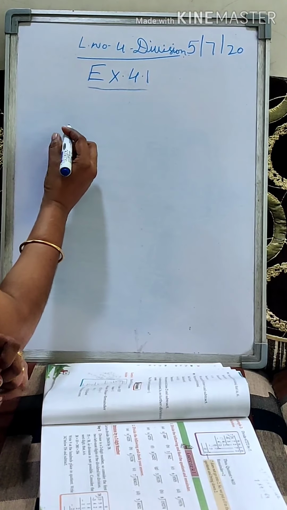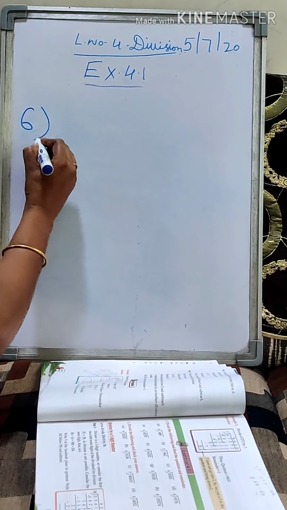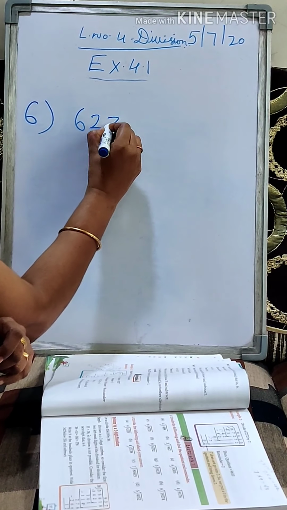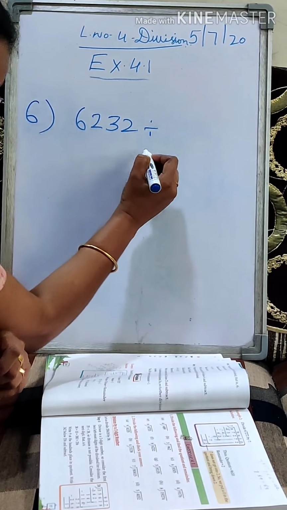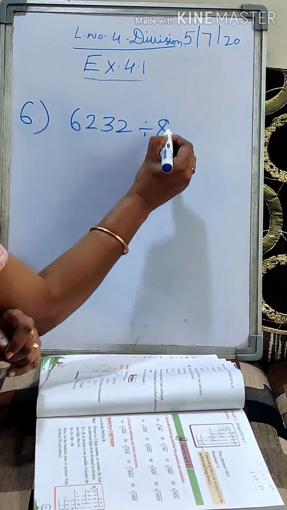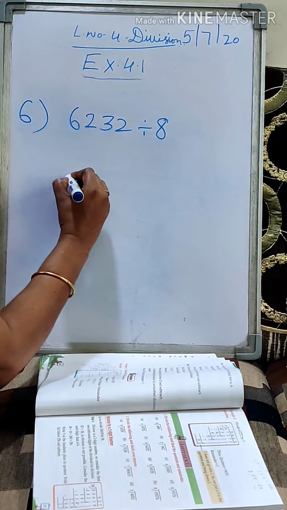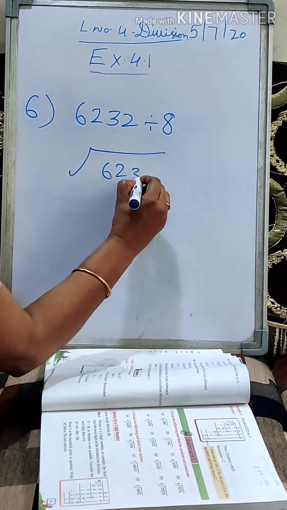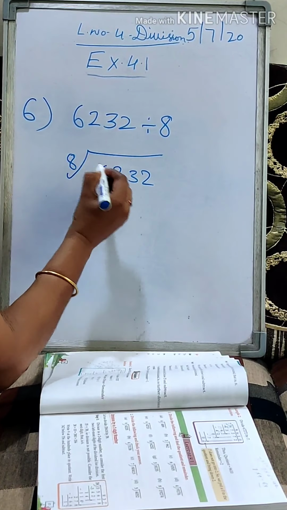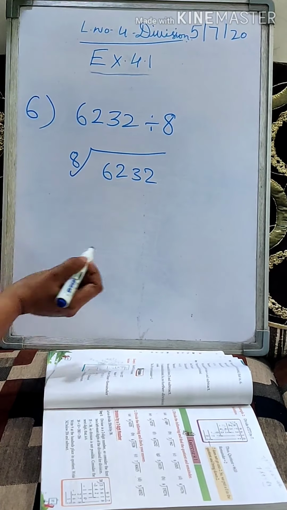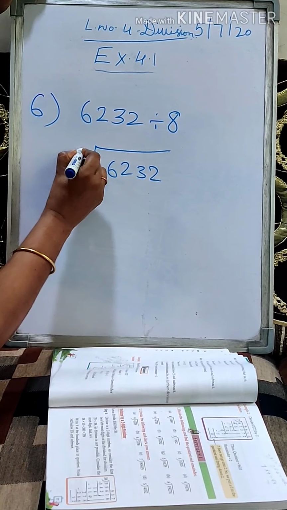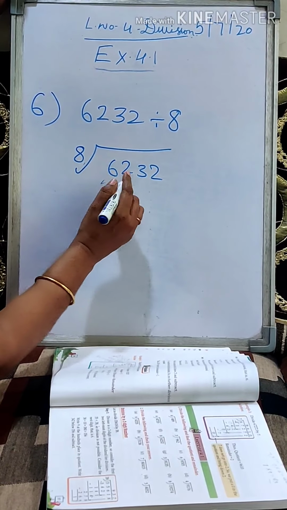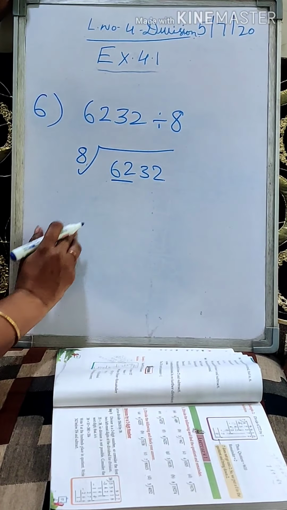Next number is 6232 divided by 8. Here 6 is smaller, then we are taking 62. How many 8s are there in 62?